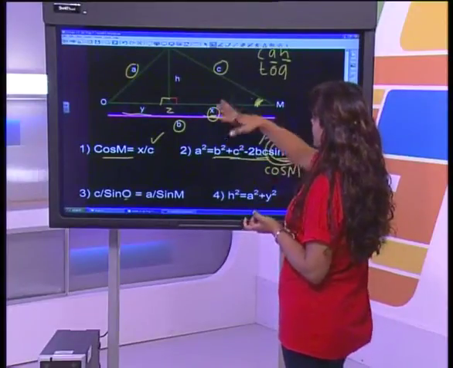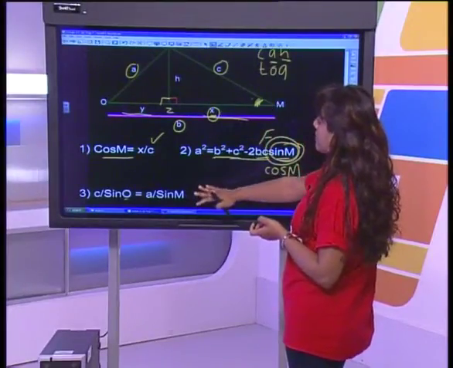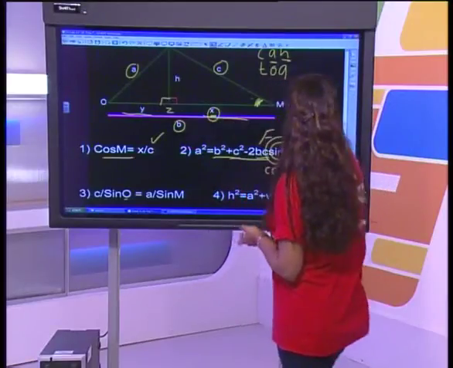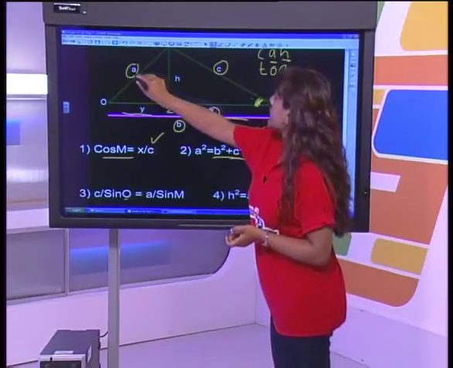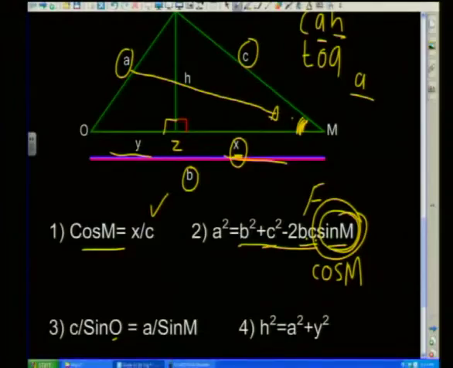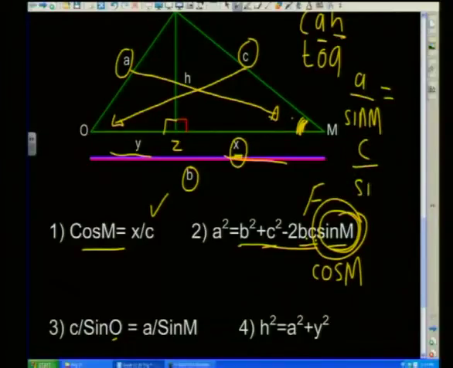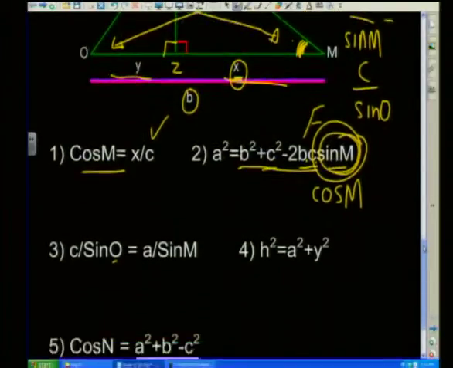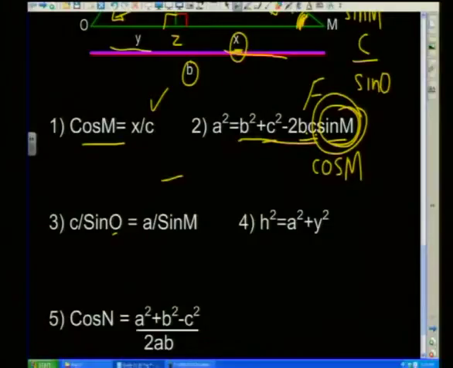So if I were to state the sine rule without looking at what they wanted, I would say it's A over the sine of the angle opposite that side, which is sine M, is equal to, and if we're using C, it's got to be the angle opposite C, which is angle O. So it's going to be A over sine M is equal to C over sine O. And is that what they have? A over sine M is C over sine O. Yes, they do. So this one is true.